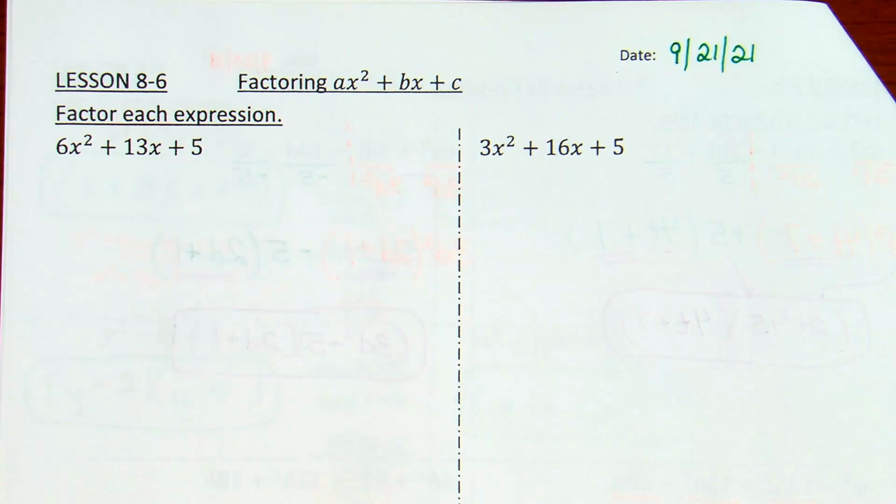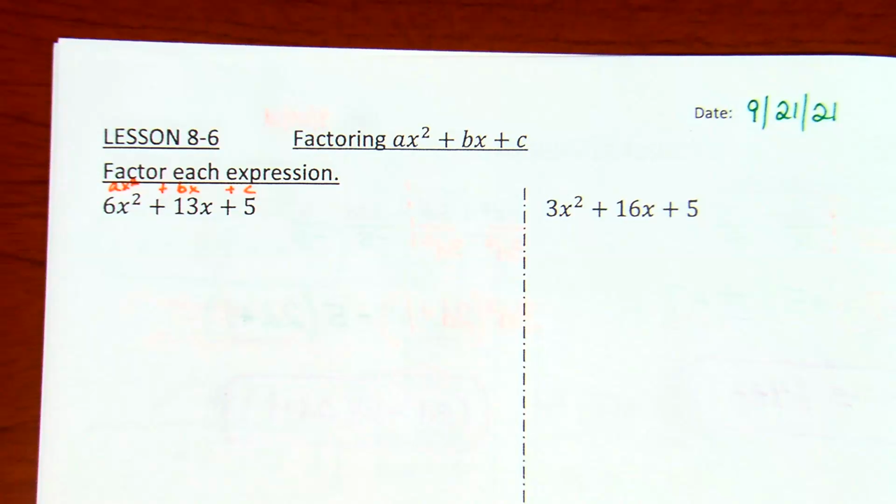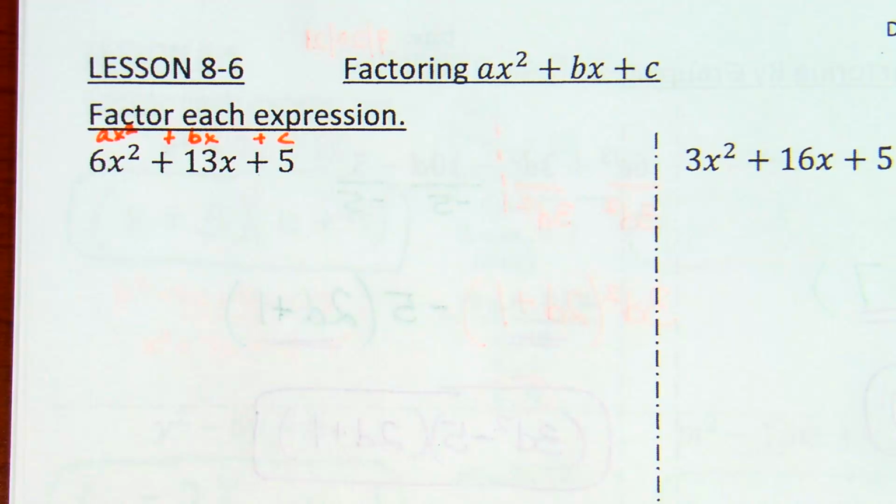So, product of AC. First of all, if it helps, you need this visual: ax squared plus bx plus c. Don't write that in there, because like letters always mess it up. I need to know that you know what your ABCs are here. Your number ABCs, not your letter ABCs.